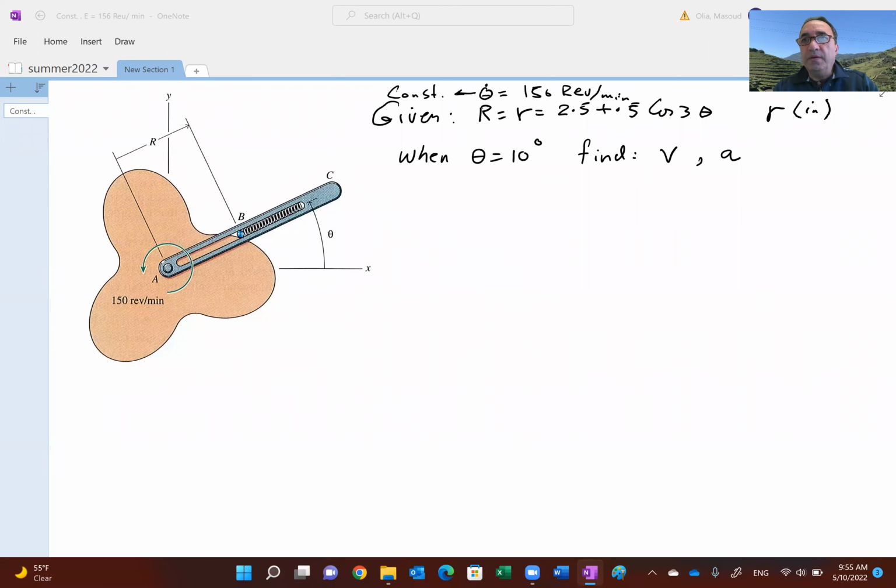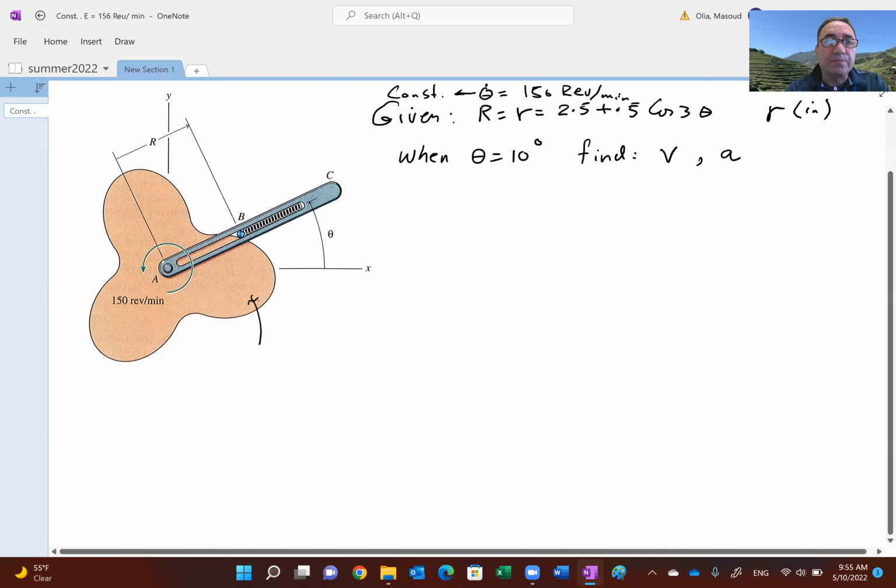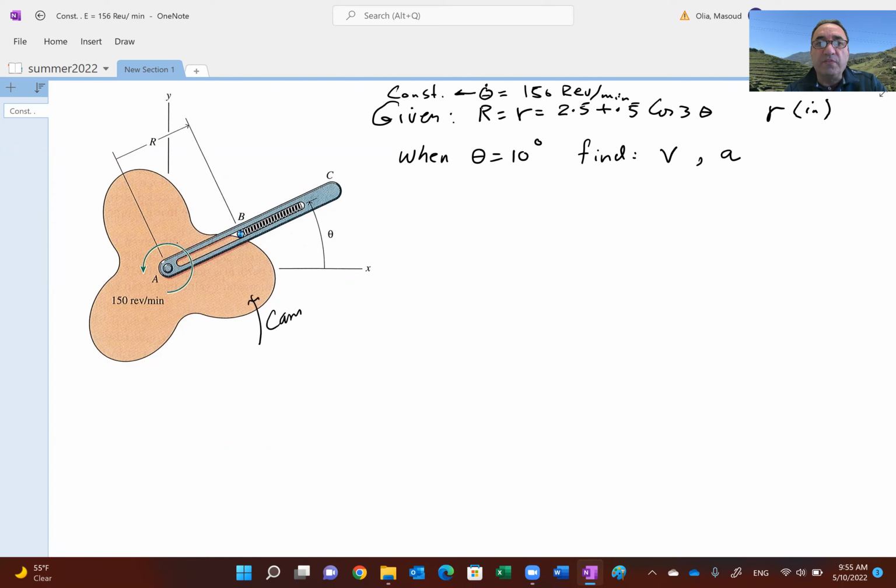Hello, everybody. Here with another example of curvilinear motion using the r theta radial and transverse coordinate system. So here we have a typical example of a cam follower. So this is the cam here, which is rotating, as you could see, at a constant rate of 150 revolutions per minute.